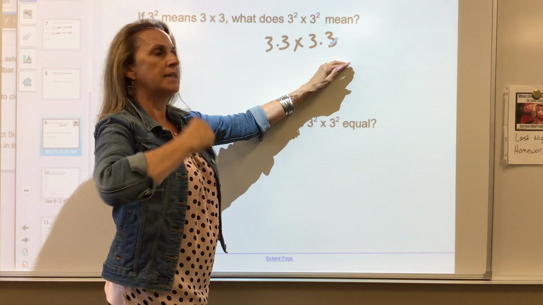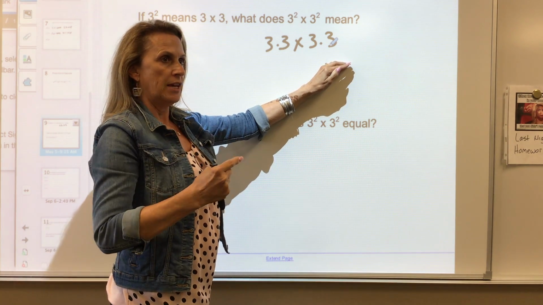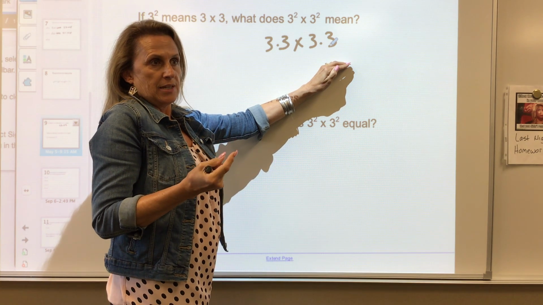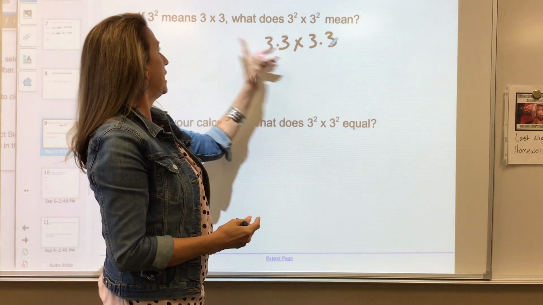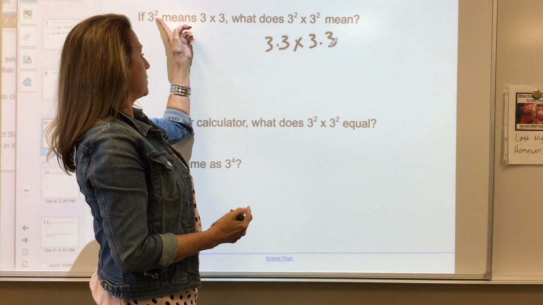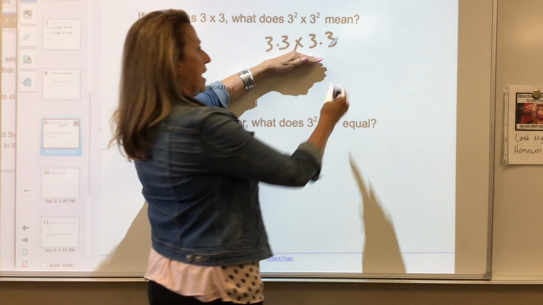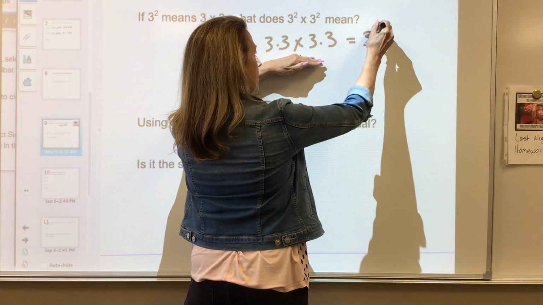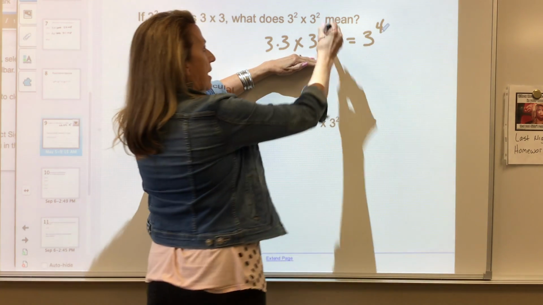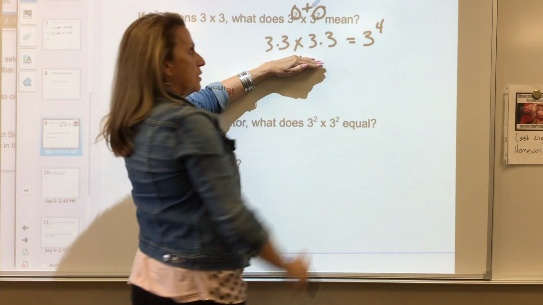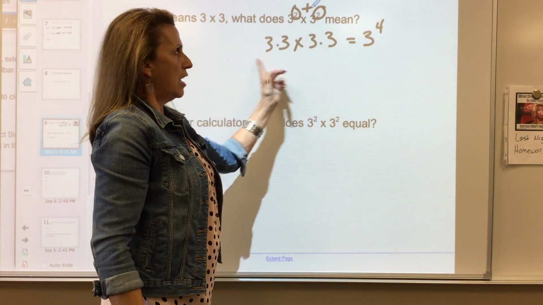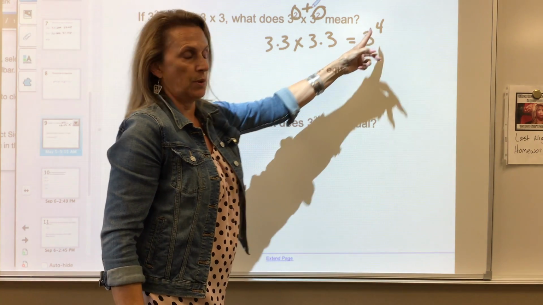And if I'm multiplying the same base by itself, then I can just count how many of them I have, and that becomes my exponent. Like here, I had 2. That's why my exponent is a 2. So here I have 4 of them, and 2 plus 2 is 4. So I'm really just counting how many I have and making that my exponent.